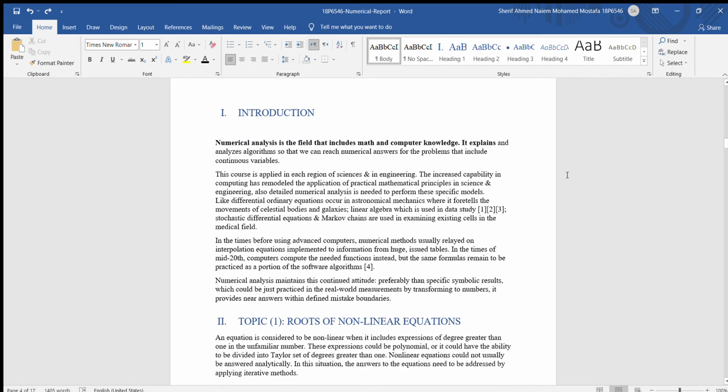In the beginning, we have a brief introduction talking about the several benefits of numerical analysis in our daily life.